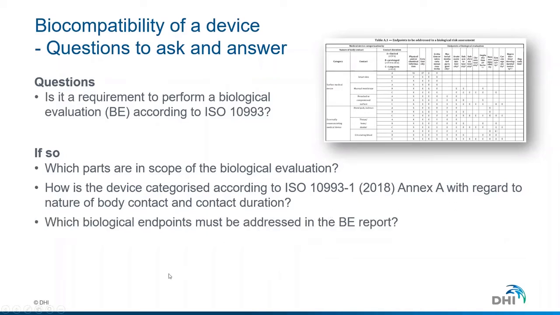Then you need to consider which biological endpoints should be addressed when you consider the biocompatibility evaluation. And that's where table A in Annex A of the standard is quite helpful. What are the biocompatibility risks? In addition to considering the endpoints that are recommended by the standard, you may have to consider also the risk analysis that you did for the product. So that if during the product risk analysis you identify biological risks, you may have to consider them in the biological evaluation as well.